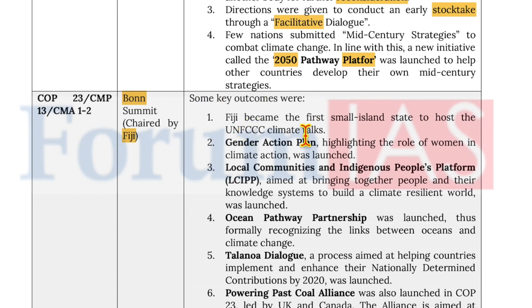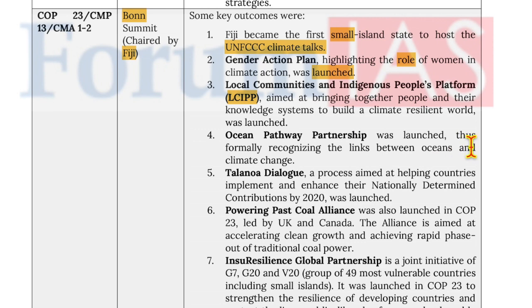Some key outcomes: Fiji became the first small island state to hold the UNFCCC climate talk. Gender Action Plan highlighting the role of women in climate action was launched. Local Communities and Indigenous Peoples Platform, that is LCIPP, aimed at bringing together people and their knowledge systems to build a climate-resilient world, was launched. Ocean Pathway Partnership was launched, thus formally recognizing the links between ocean and climate change.